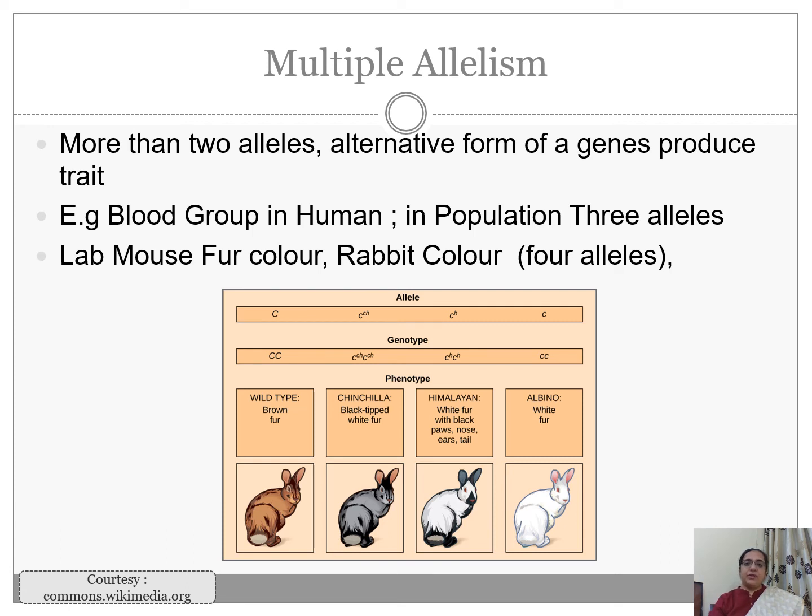Another exception is multiple allelism. When more than two alleles are present and they produce a trait. For example, in human blood group, there are three alleles. When we are going to study about mouse fur color or rabbit color, then four alleles are responsible. In an individual, there will be two alleles, while when we study the population, then overall, we are going to find three or four alleles.